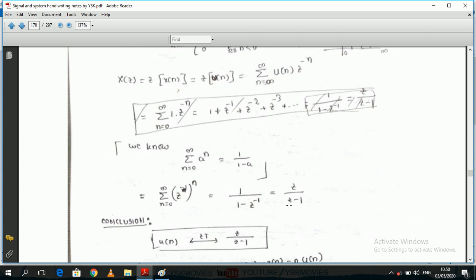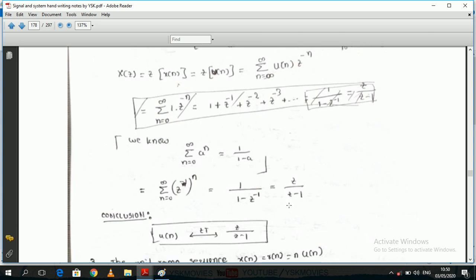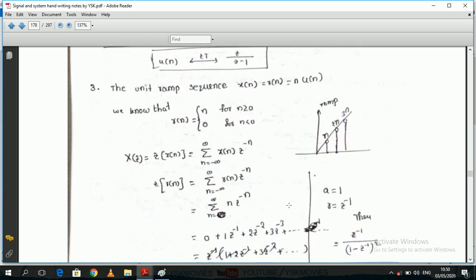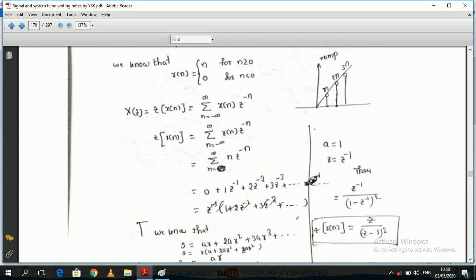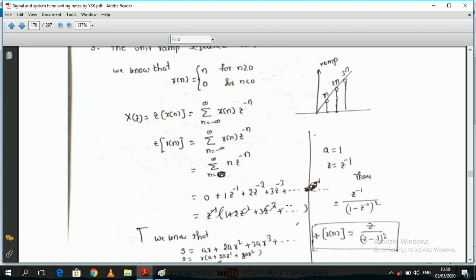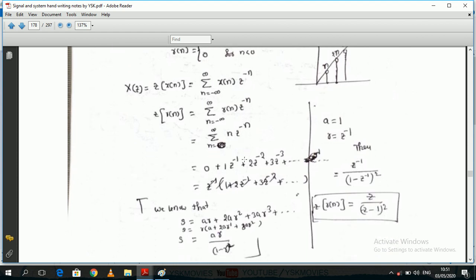We should use this formula. Okay, so for the ramp signal also, you just pause it and solve it. This is r of n equal to n for n greater than or equal to 0, and 0 for n less than 0, and this is the graphical representation. So this is the sum over n equal to 0 to infinity of n z power minus n, and you just expand them.